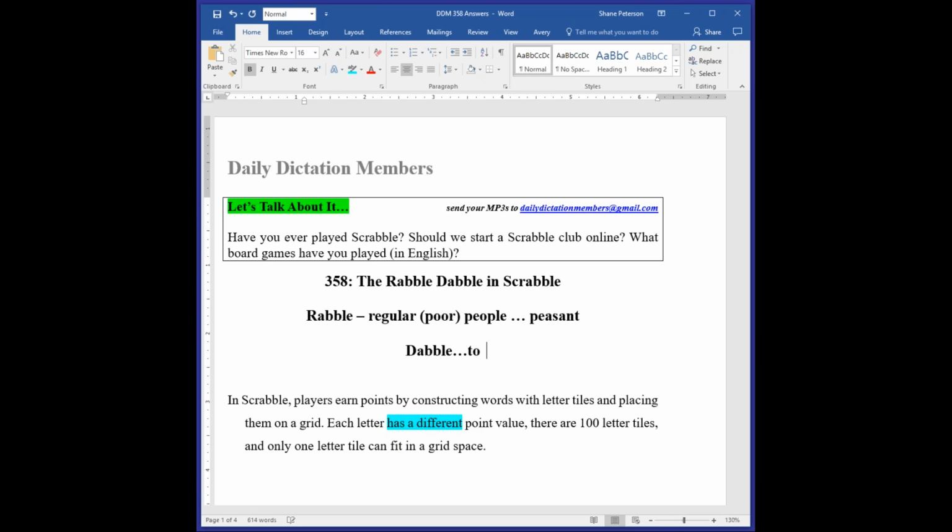dabble is a verb, to dabble. To dabble means to do something a little, okay? So I dabble in baking. I bake a little. I can't make something really special, really difficult, but, you know, I can make a cake. I can make, you know, brownies. I can make bread. I can do the basic things. So not a professional, but a little bit. Not a professional, but it's okay. It's not bad. Okay?